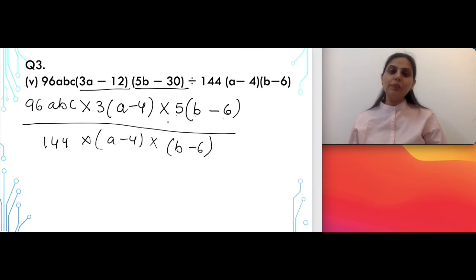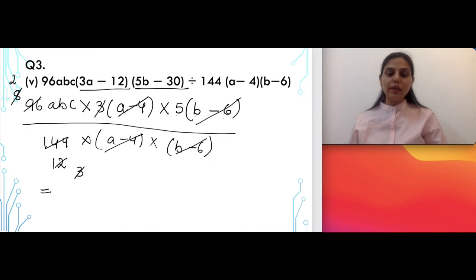Now since the terms in the numerator are also in multiplication, it is easy to cancel the terms. A minus 4 and a minus 4 can be cancelled. B minus 6 can be cancelled with b minus 6. 96 and 144 are both divisible by the table of 12, so we can cancel these terms. 12 8s are 96 and 12 12s are 144. Again we can cancel with the table of 4. 4 2s are 8 and 4 3s are 12. Now 3 and 3 can also be cancelled.